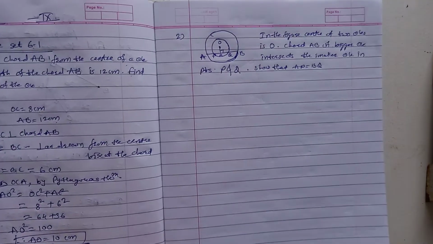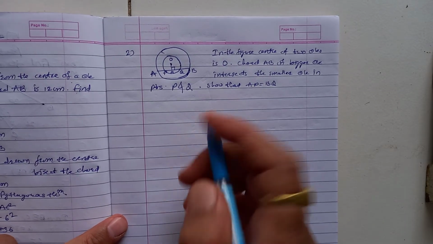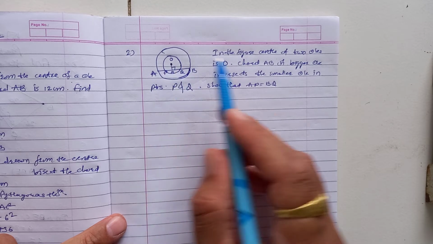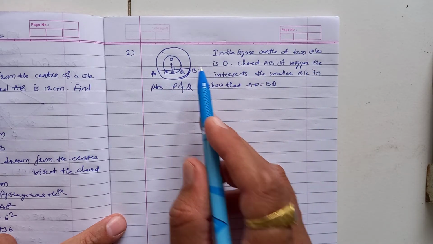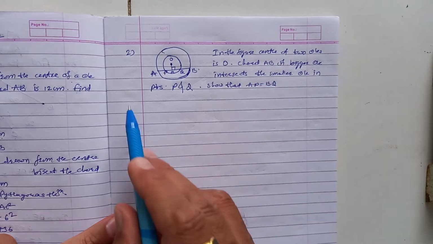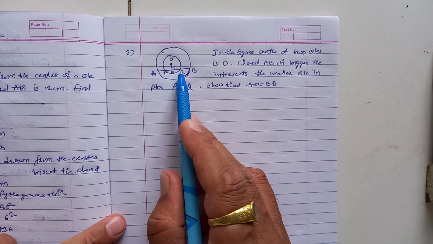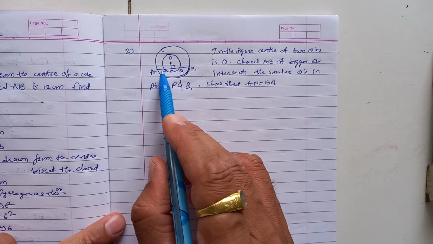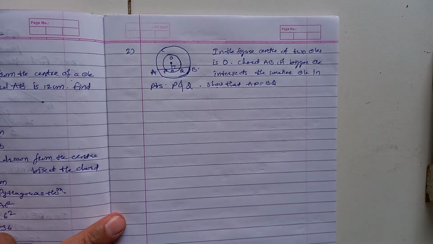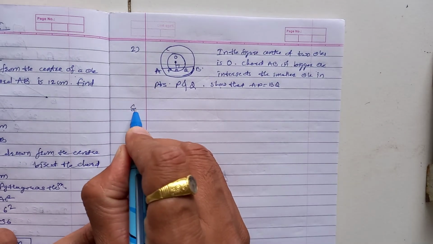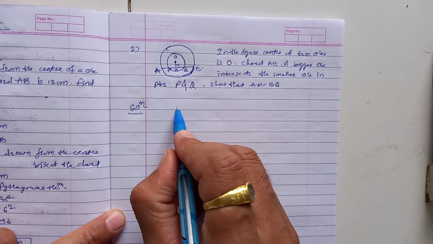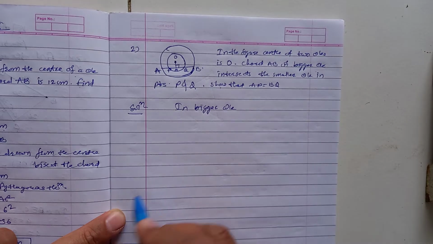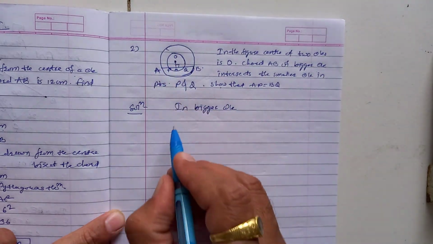So see carefully. Very simple example. Now this is the different one. Okay, you have to write the proof. In the figure, center of two circles is O, means concentric circle. Chord AB of the bigger circle intersects the smaller circle in points P and Q, means PQ is the chord of smaller and AB is the chord of bigger. Then you have to show this AP is equal to QB. Okay, so how we will show? Very simple proof. See, in bigger circle, don't consider smaller one.